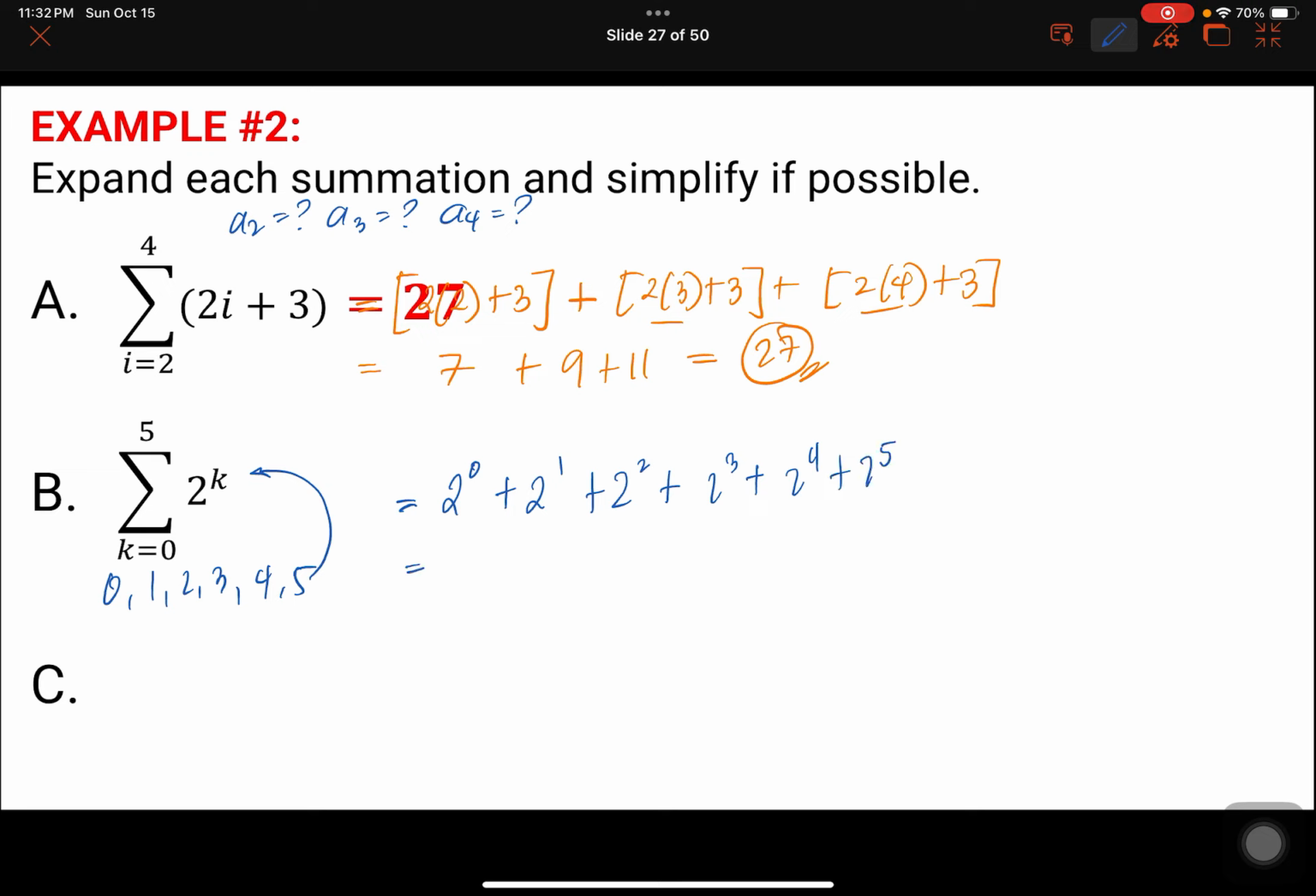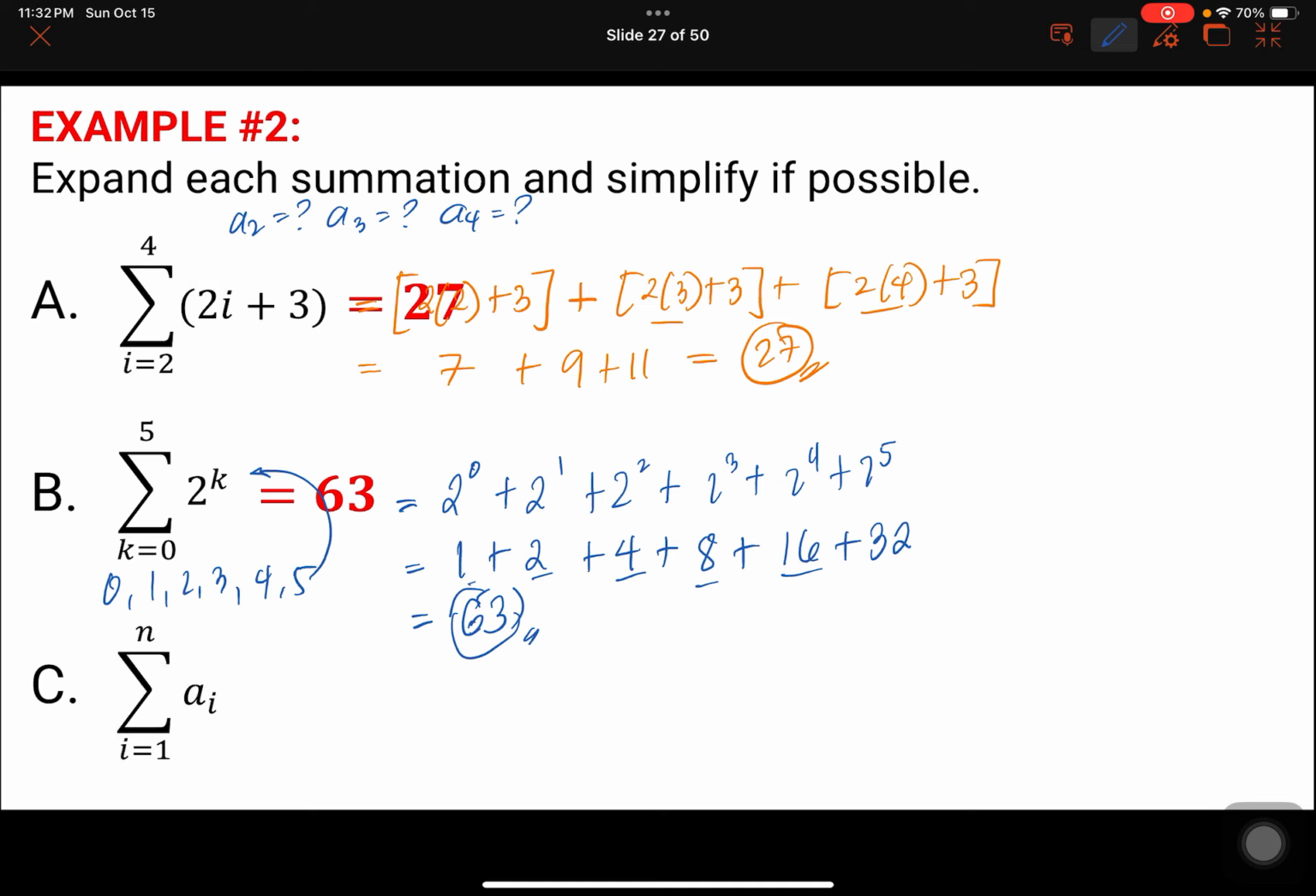So evaluate lang natin, magiging 2 raised to 0 is 1, 2 raised to 1 is 2, 2 raised to 2 is 4, 2 raised to 3 is 8, 2 raised to 4 is 16, then 2 raised to 5 is 32. So let's add: 1 plus 2 is 3, plus 4 is 7, plus 8 is 15, plus 16 is 31, 31 plus 32 is 63. Okay? So to check, yes, it is 63.